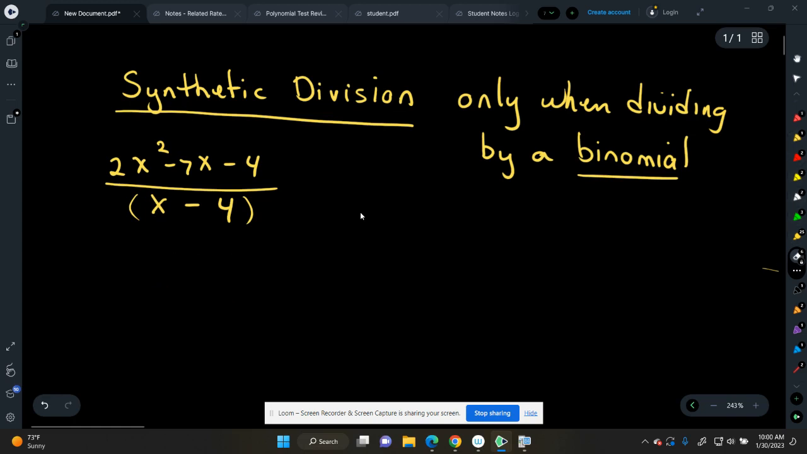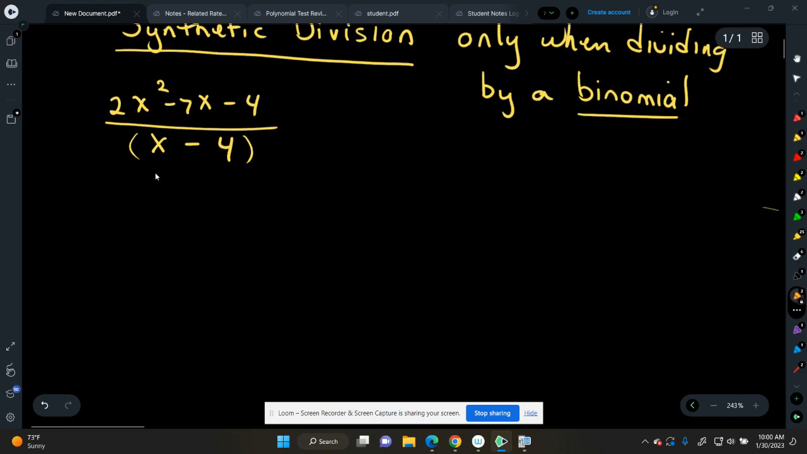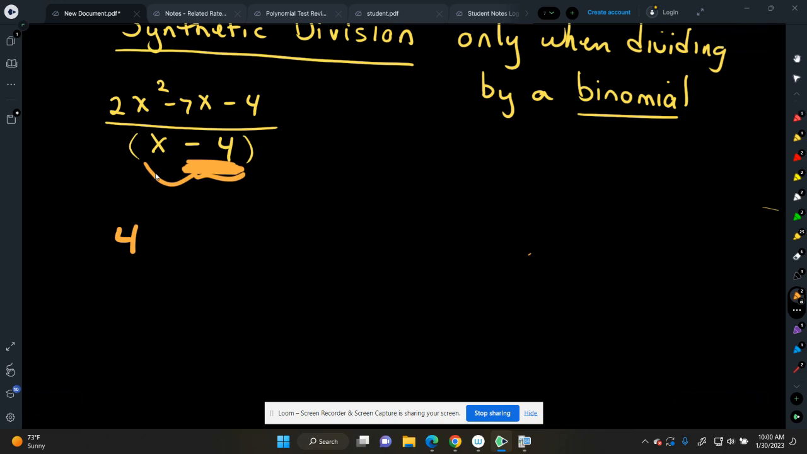So what we're going to do, please make sure you're taking notes, right? This is x minus 4. We're going to take the opposite of that number. What's the opposite of minus 4? Positive 4. So we're going to put a 4 there. And we're going to put like a little half box around it like that.